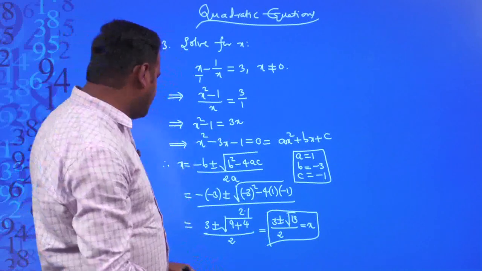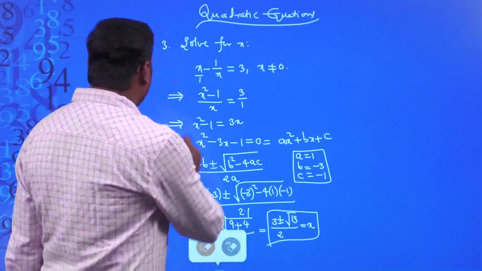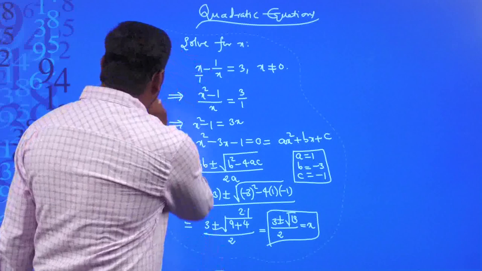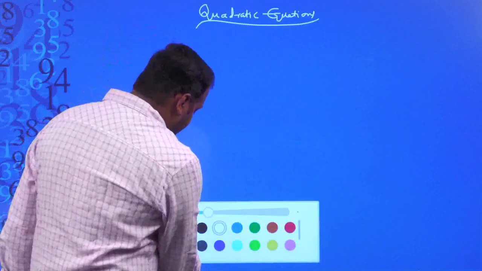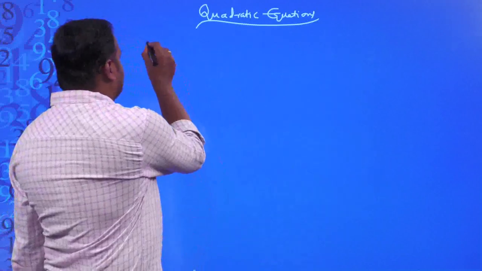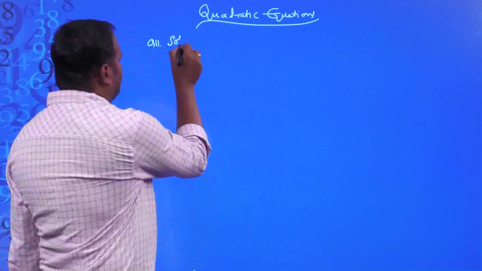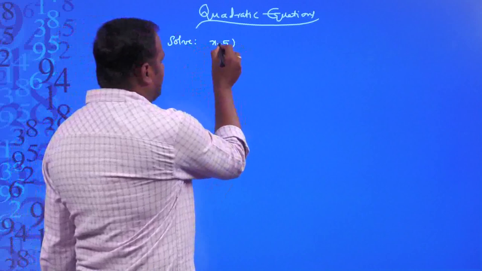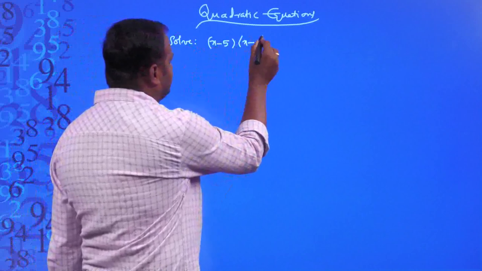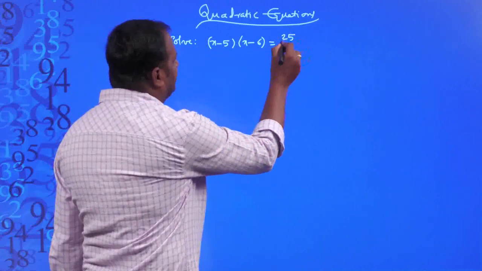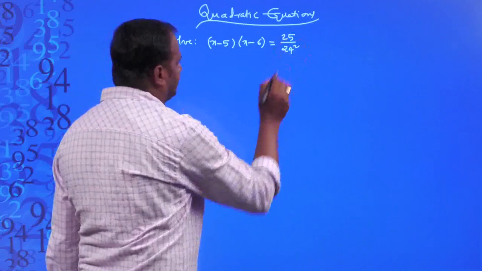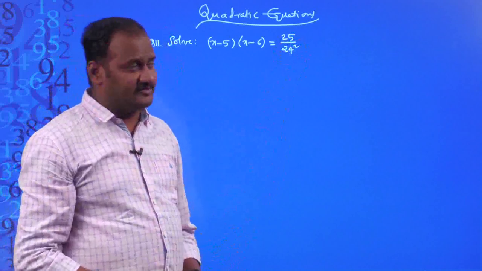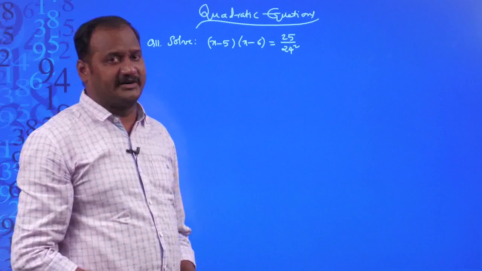Okay? And I am going to solve one interesting problem here. Please concentrate, because this problem is going to be a HOTS kind of problem. Okay? So, what is that problem? Solve for x, that is x minus 5 multiplied by x minus 6 is equal to 25 divided by 24 square. This is the problem. x minus 5 multiplied by x minus 6 is equal to 25 divided by 24 square.